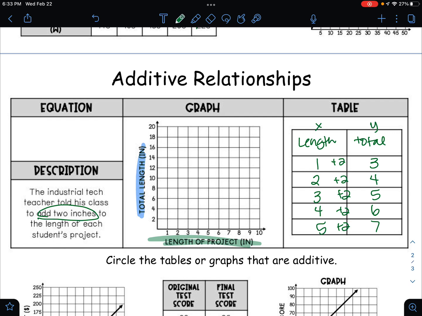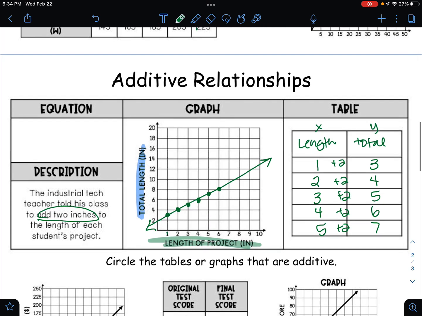Remember, these are my ordered pairs. So 1, if it's 1, I should be at 3. If my project is 2, it's going to be at 4. 3 will be at 5. 4 will be at 6. 5 will be at 7. 6 will be at 8, etc., etc. Okay, I'm not going to finish graphing, but I'm going to go ahead and draw my graph.